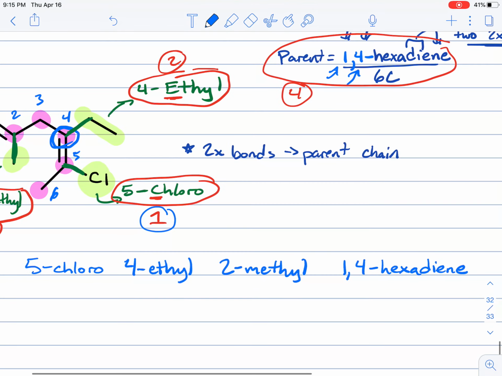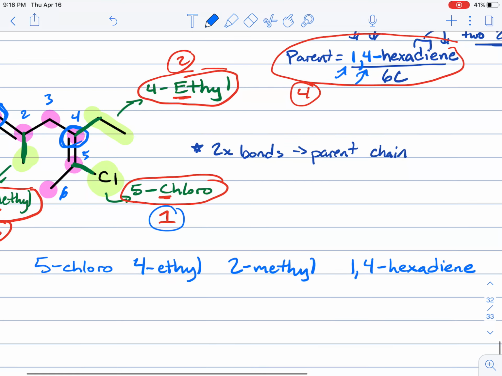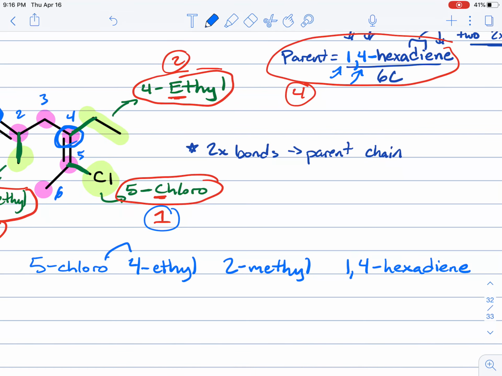Okay. So I've placed all of my pieces together in the correct manner. So the next thing I'm going to do is just make sure that my connections between these pieces is correct. And so letter to number, dash. Letter to number, dash. Letter to number, dash. And that's my final answer. Okay. 5-chloro, 4-ethyl, 2-methyl, 1,4-hexadiene.